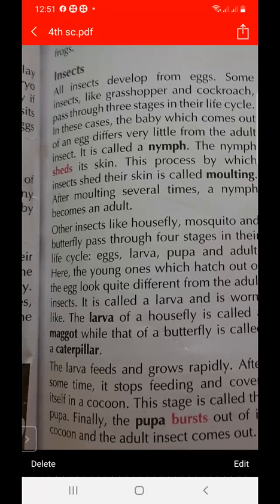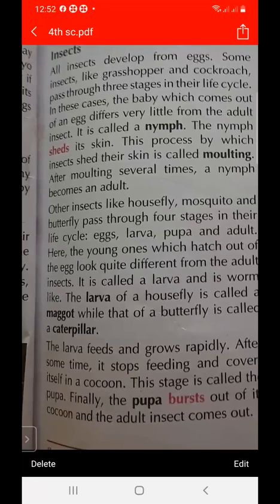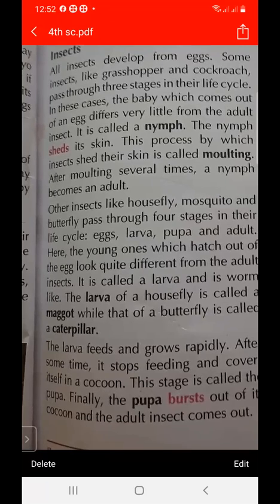So what do you mean by insects? Insects, just like the grasshopper and the cockroach, have 3 stages in their life cycle. The baby which comes out from the egg and converts into the adult insect is called a nymph. And after the nymph, it changes into the adult. And what do you mean by molting? The process by which insects shed their skin.